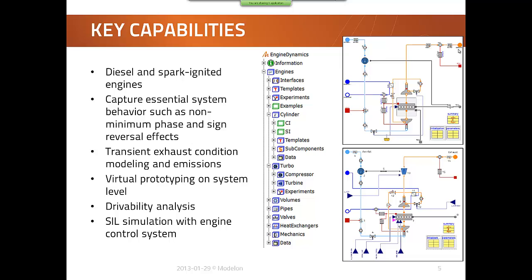You can do virtual prototyping on the system level, and we have two examples here on the right in this slide. The uppermost is an engine which is compressor charged, so it has a compressor driven directly from the crankshaft or drive shaft. The one below here has a variable geometry turbine, so there's a turbine in the exhaust path coupled to the compressor, and there's a control signal for the geometry setting of the turbine.